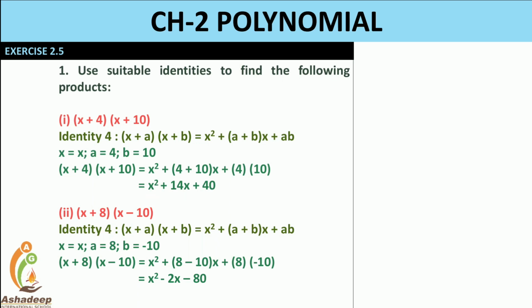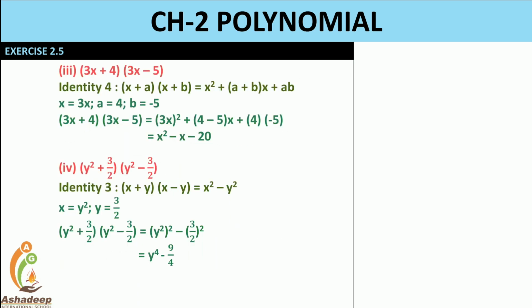Here x plus 8, x minus 10. Compare it with x plus a, x plus b. a is equal to 8, but b is equal to minus 10. So wherever you find a, you need to put the 8. Wherever you find b, you need to put the minus 10. So x square, 8 minus 10, 8 into minus 10. 8 minus 10 is nothing but minus 2x. Here 8 tens are minus 80. So x square minus 2x minus 80 is the answer.